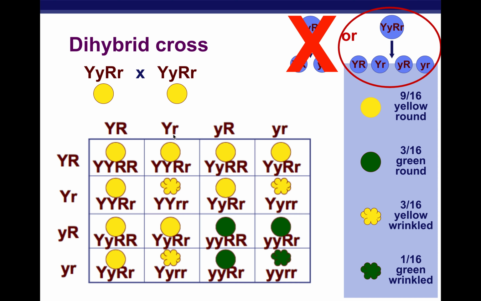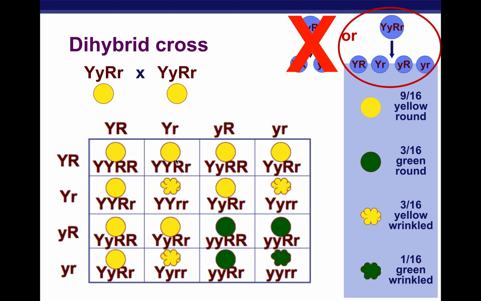Okay? So that means that when you make a prediction for a parent, you actually have to come up with every potential combination that that parent can produce in their gametes when you're producing a Punnett square prediction of what might happen in the offspring.